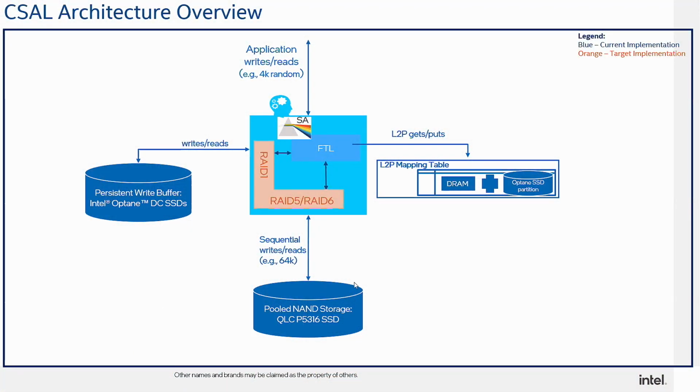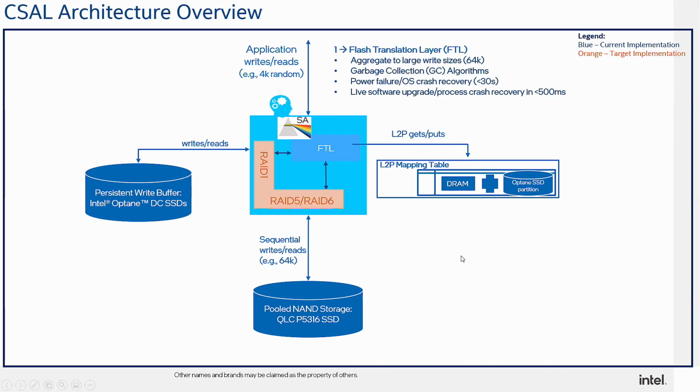Okay, so let me then one by one layer in the architectural components. So the first component is the flash translation layer. This flash translation layer exposes the compatible 4K granularity random block interface, so no changes to the existing applications.